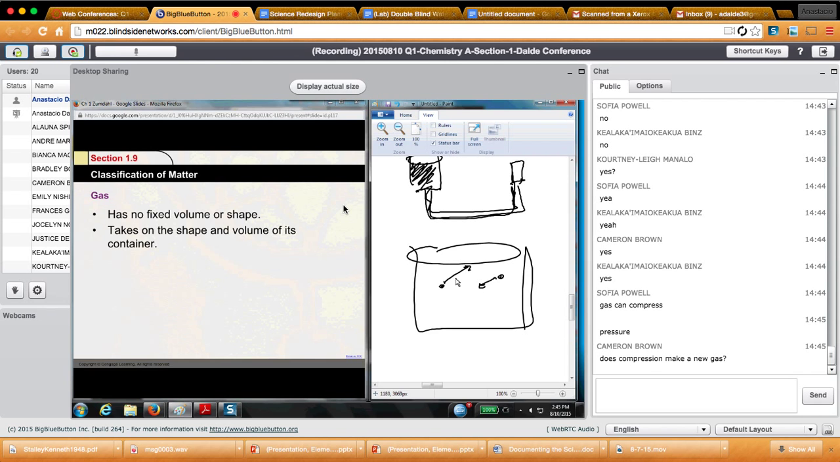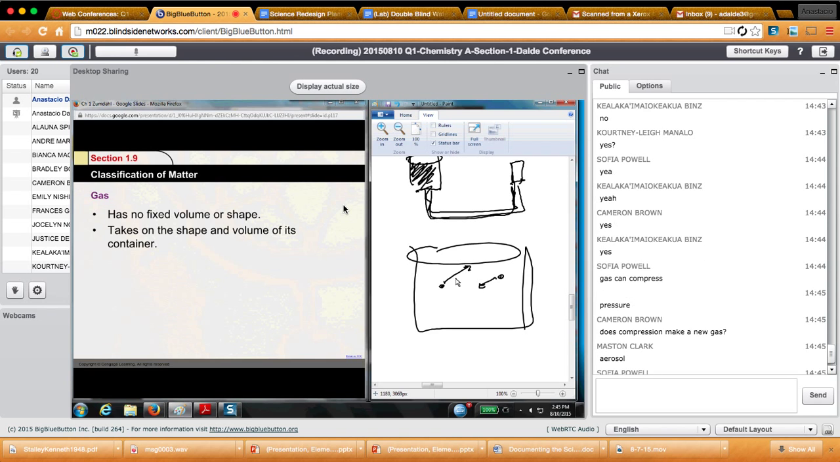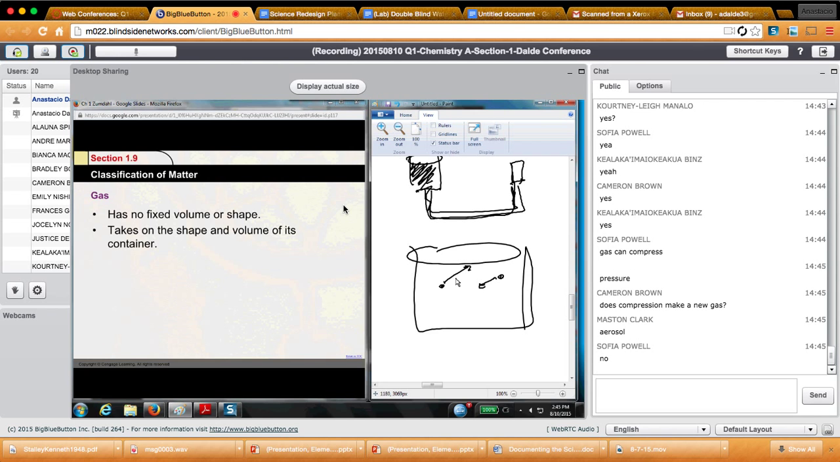Does compression make a new gas? No, it doesn't change anything inside of it. It's not changing the construction. In fact, believe it or not, if you compress it enough in the right way, you can actually turn it into a liquid.